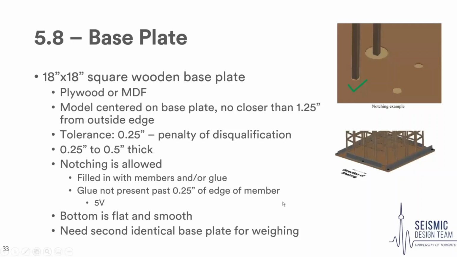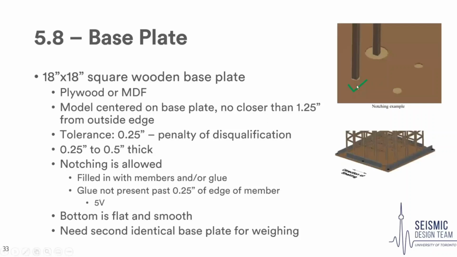So notching: it would not be advisable to just put a member onto the base plate and glue it on. What teams usually do is cut a little bit into the base plate, put the member in, and then fill that hole with glue. There's a couple of rules about this. The notch has to be filled in with members or glue, and there can't be glue present past 0.25 inch of the edge of the member.